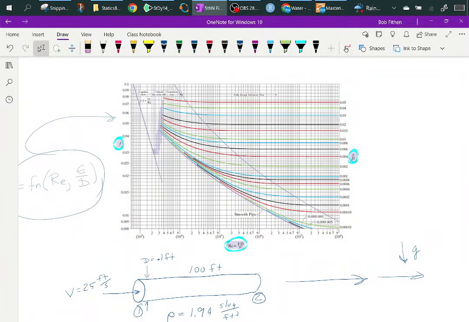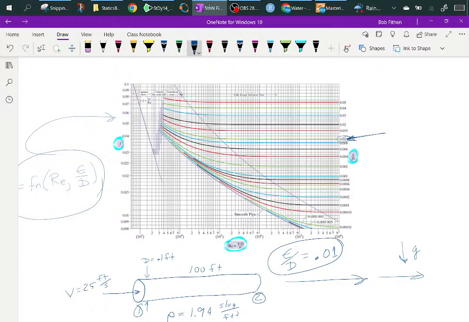Now, what we need to do is figure out how rough the pipe is. So we'll just say our pipe was pretty rough. We could say 0.01. Yeah, let's just say 0.01. It's a pretty rough pipe. So we're going to stick to that line.